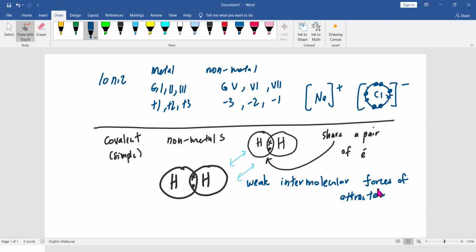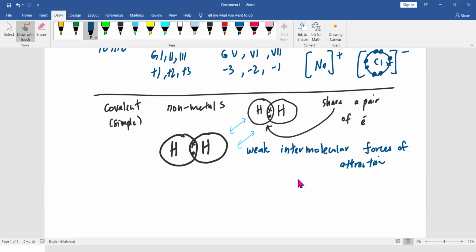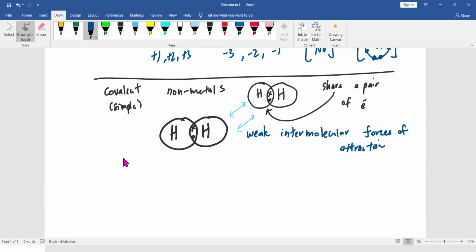All right. So, because between the molecules is weak intermolecular forces of attraction, the melting point and boiling point is very, very low. Remember, there's nothing to hold them together. So they boil, they melt very, very easily. They separate very, very easily. Now, because of this, they also do not conduct electricity. They do not conduct electricity in any form.